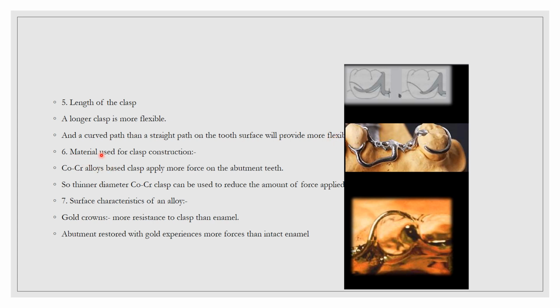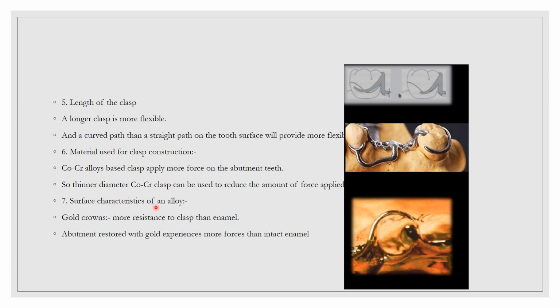Coming to the material, just the same teeth shown in different forms. The material used for clasp construction: the cobalt chromium alloy based clasps apply more force on the abutment teeth. So a thinner diameter cobalt chromium clasp can be used to reduce the amount of force applied. So you can modify the cobalt chromium alloy clasp, especially in the RPD designing. When it comes from the lab, the instructions can be given. Ideally, that's how they should design it, okay?